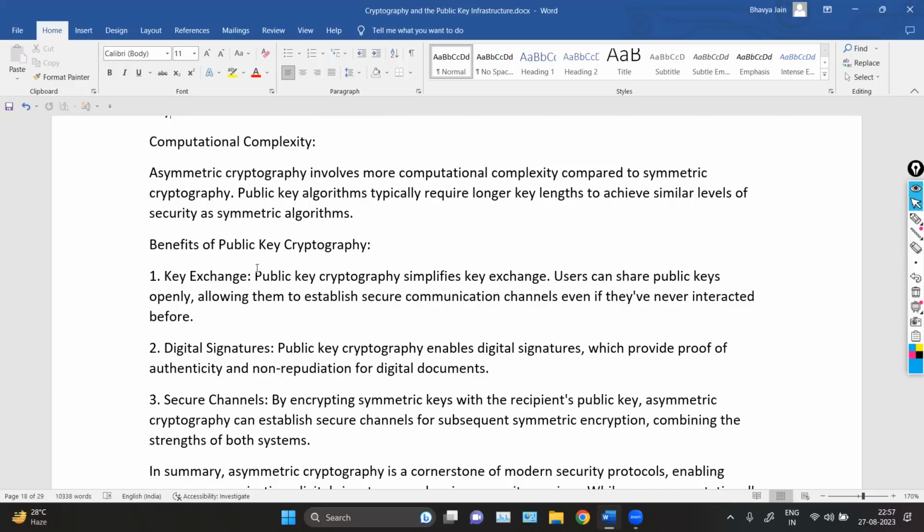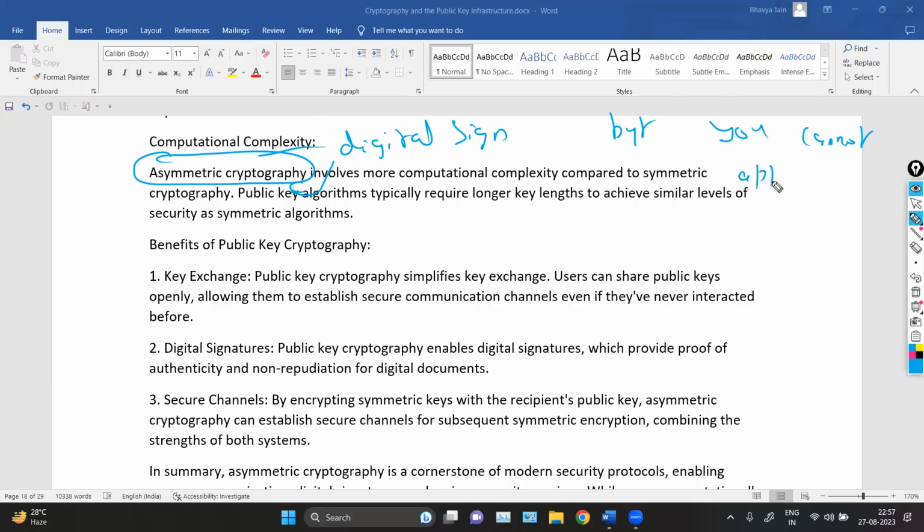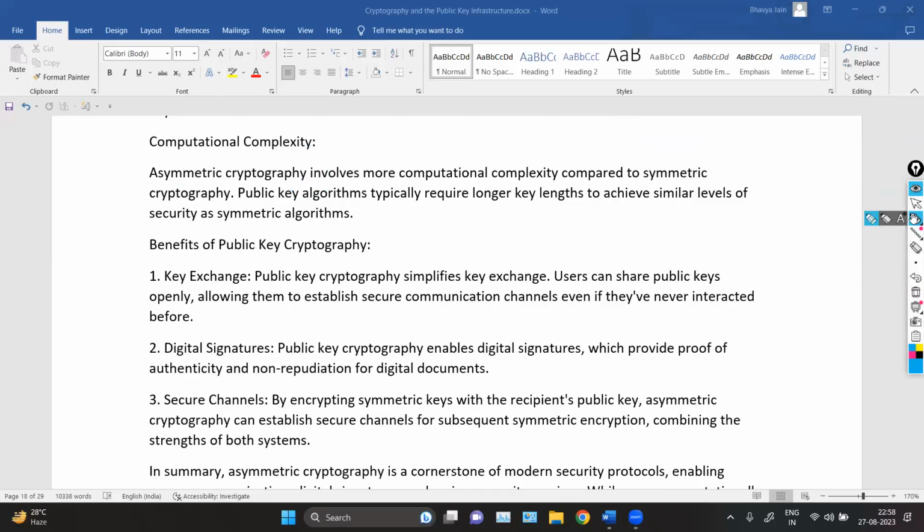That is a very important point from the examination point of view. You can apply digital signatures with asymmetric encryption or asymmetric cryptography, but we cannot apply digital signatures with a symmetric algorithm, encryption or cryptosystem.